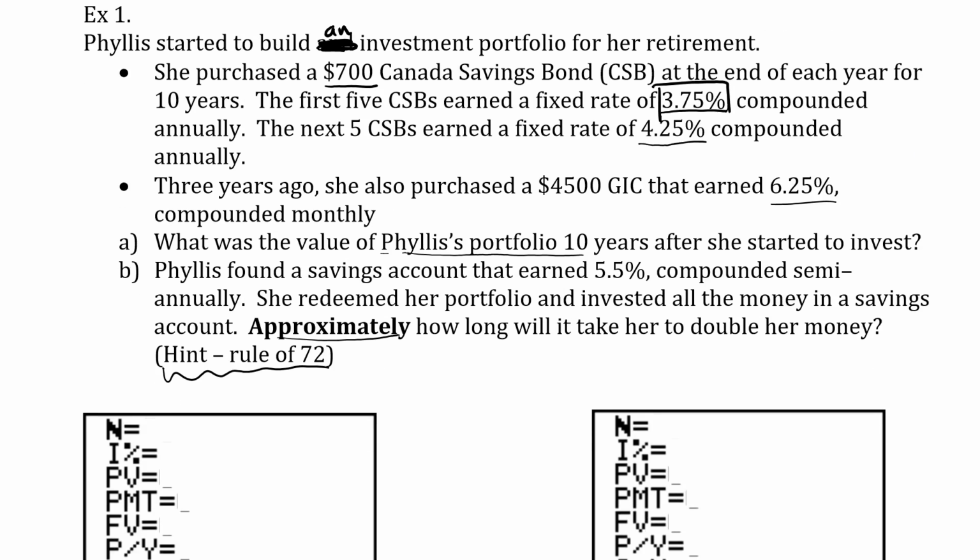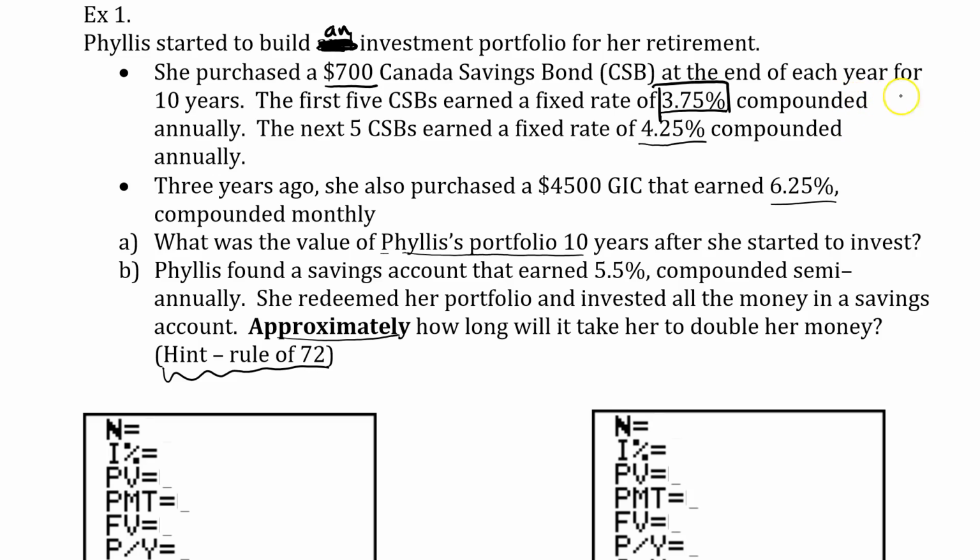Example number 1. Phyllis started to build an investment portfolio at her retirement. She purchased a $700 Canada Savings Bond, or CSB, at the end of each year for 10 years. However, here's the tricky bit. The first 5 Canada Savings Bonds earned a fixed rate of 3.75%, compounded annually. The next 5 earned a rate of 4.25% compounded annually.